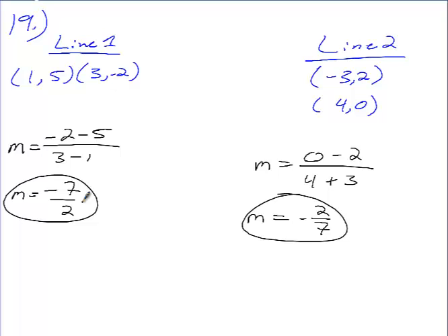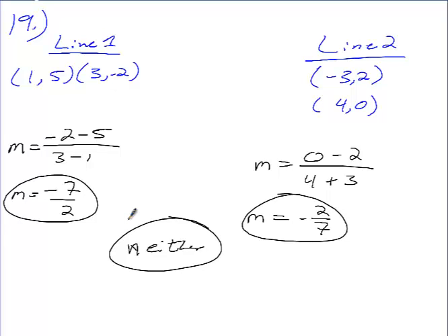So if this is a negative, what should this one have been? A positive. Is it, though? No. So are they parallel? Are they exactly the same? No. Are they opposite reciprocals? No. So they're not parallel, they're not perpendicular, so what are they? Neither. So is everybody okay with how you identify if lines are neither?